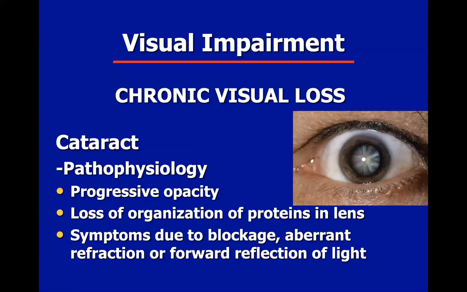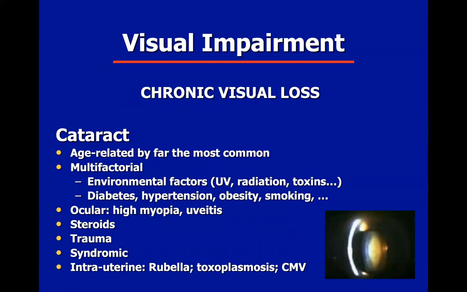Your visual pathway, your lens is a very important part. And you can see here, this is not clear. This is what we refer to as cortical spokes of the cataract. Again, it's really mainly age-related. This is the most common cause. There are many multifactorial causes, just read: diabetes, hypertension, obesity, and so forth.